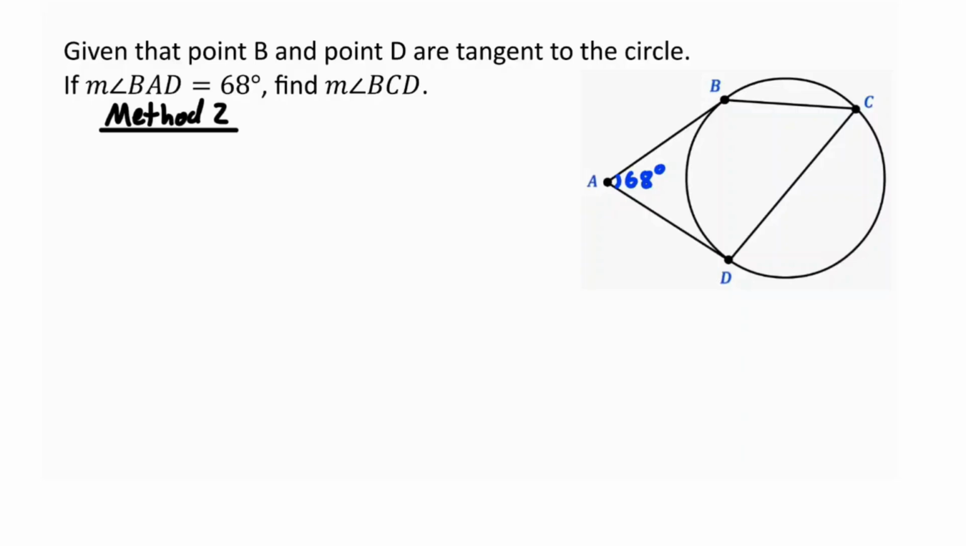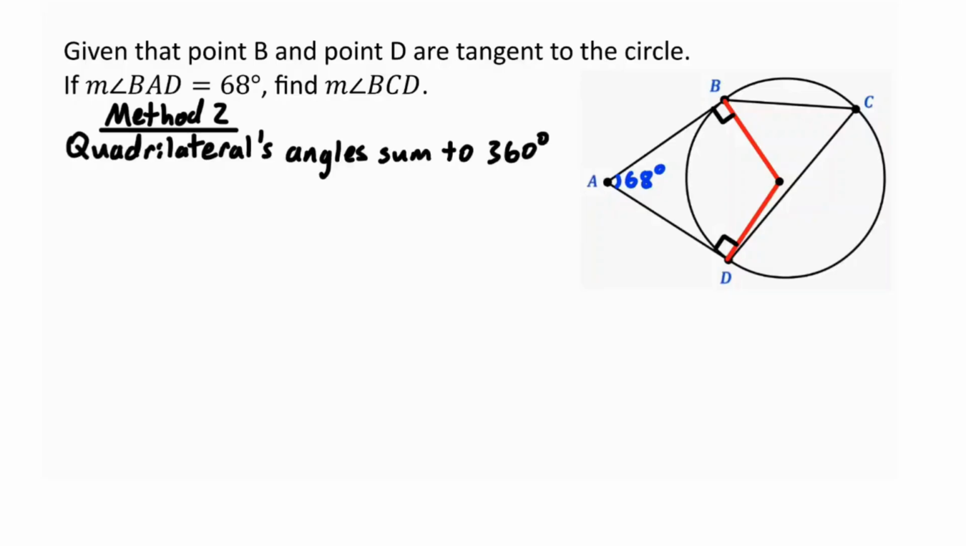Next, we'll note that point B and point D are points of tangency to the circle. So, we'll locate the center of the circle. We'll draw a segment from B to that center, and since point B is a point of tangency, this radius should form a right angle. Same thing applies to point D. Here, we'll notice we have a quadrilateral, and the quadrilateral's angles should add up to 360 degrees.